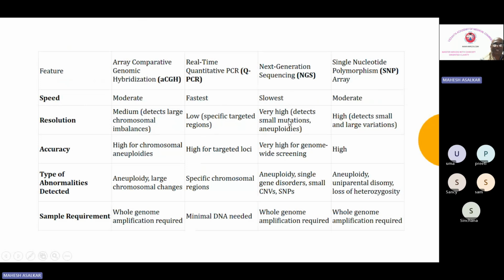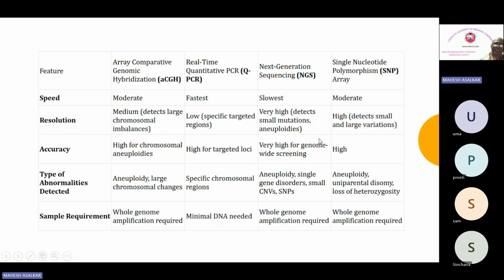Resolution is lowest for qPCR. The highest resolution is with NGS. Accuracy is very high for NGS. It is high for targeted loci in qPCR, but it is very high for genome-wide screening. Sample requirement: a whole genome amplification is required. The advantage with qPCR is that minimal DNA is needed, so even if it is minimal DNA, you can carry it out. But you get specific chromosomal regions only. NGS is suitable for aneuploidy, single gene disorders, small CNVs and SNPs also. So this is more widely useful.